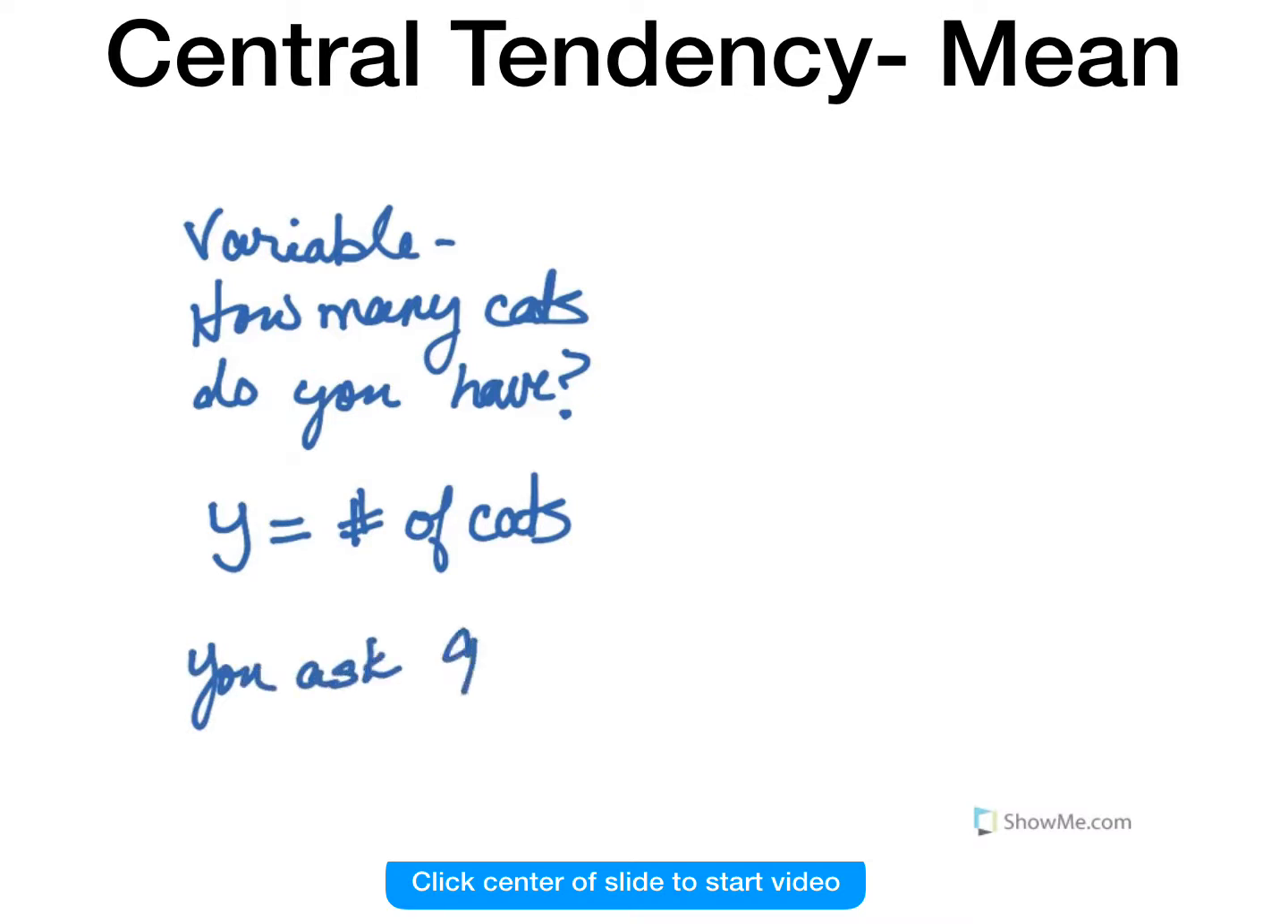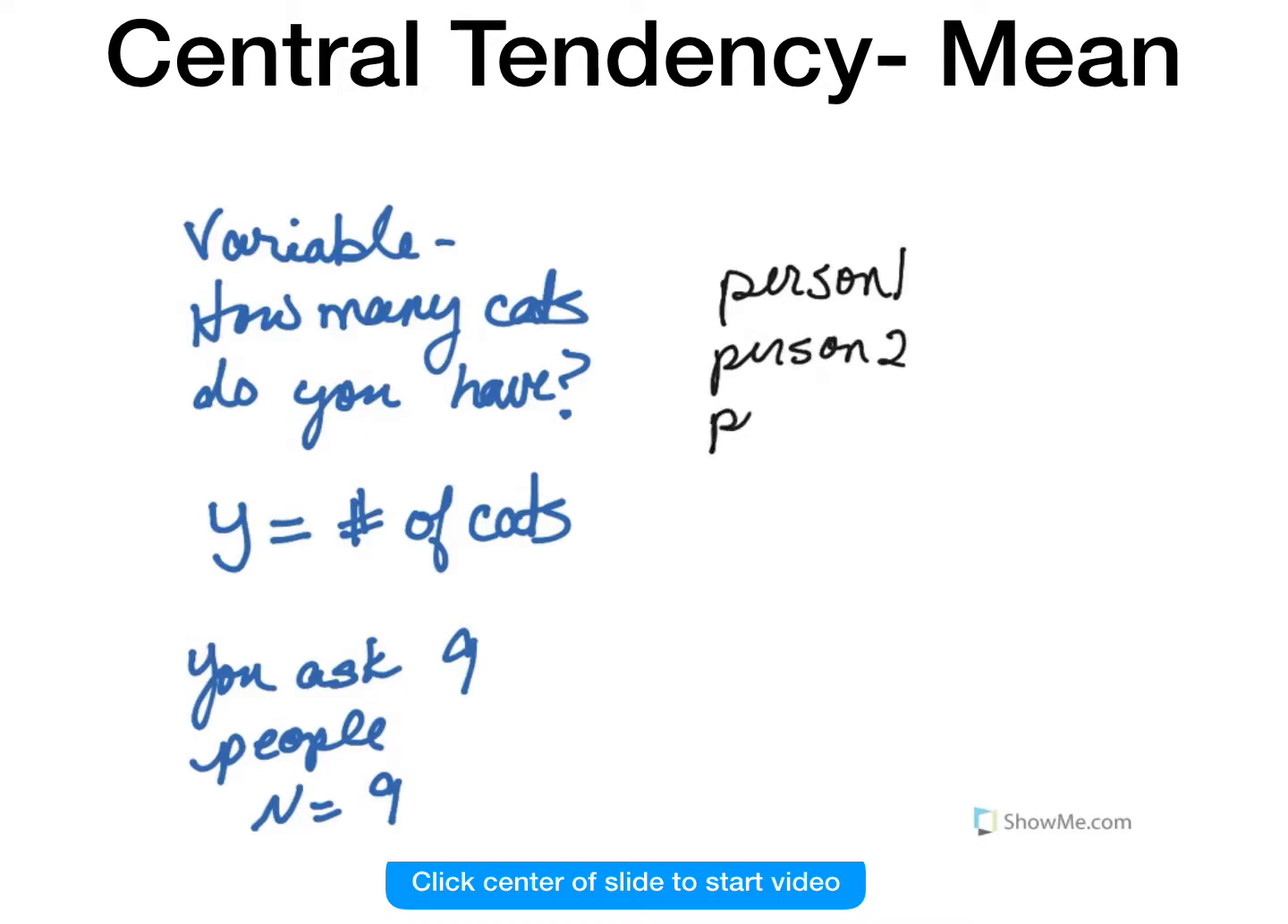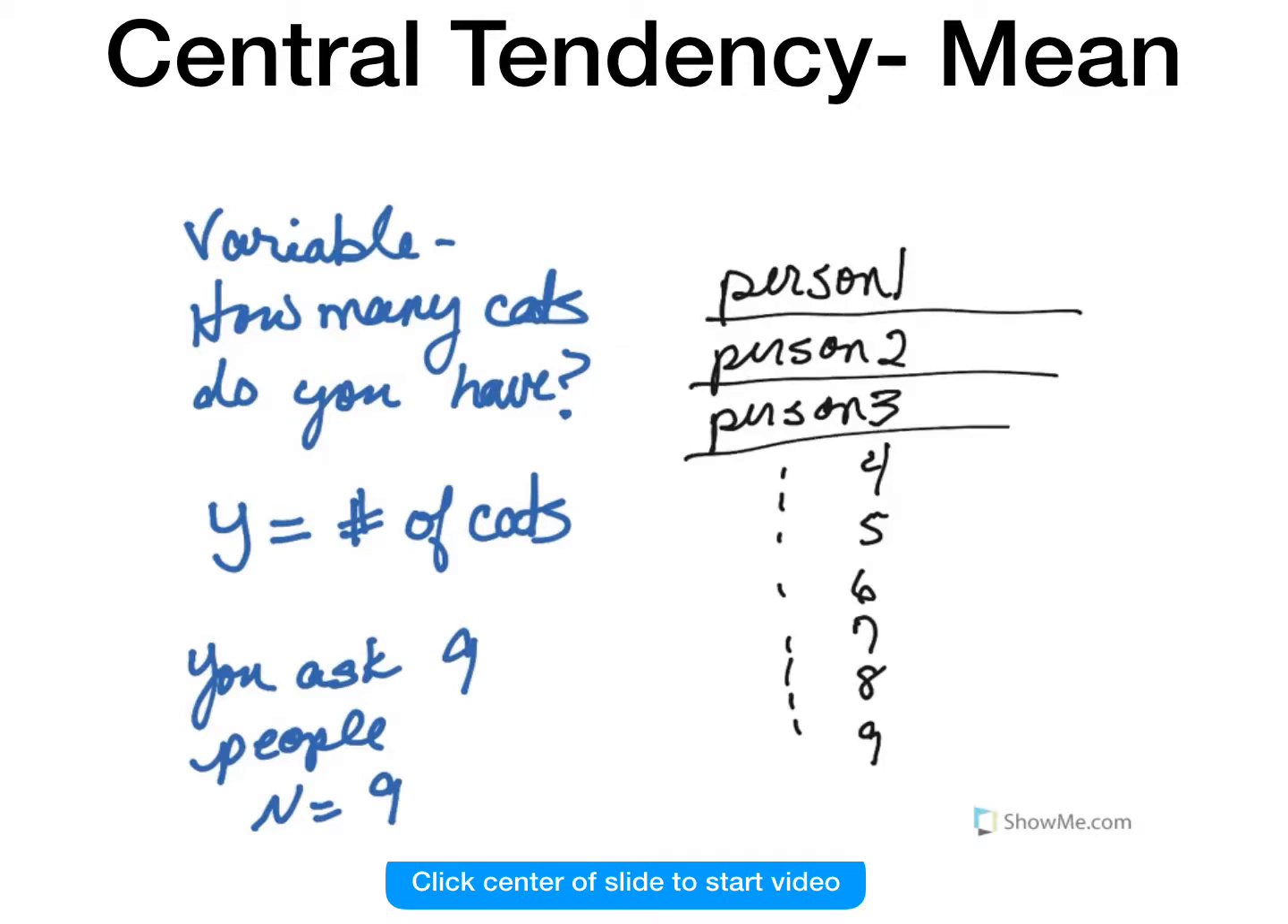Let's say that you take a sample of people in your neighborhood. You have 9 neighbors, and you ask all 9 people, how many cats do you have? So n would equal 9. I'm going to pretend like I did this, and I went to person number 1 and asked them how many cats they have, and then person number 2, then persons 3, 4, 5, 6, 7, 8, and 9. Let me write all of this out and put it in a nice little table format for you.